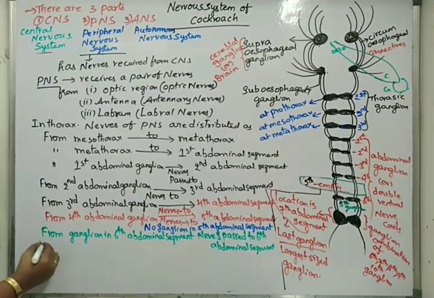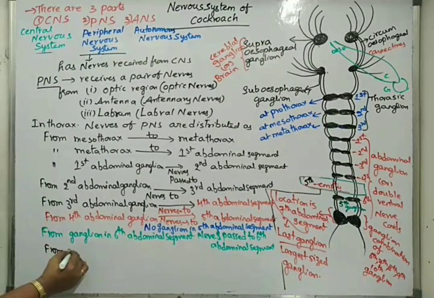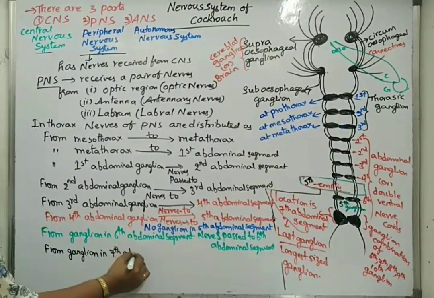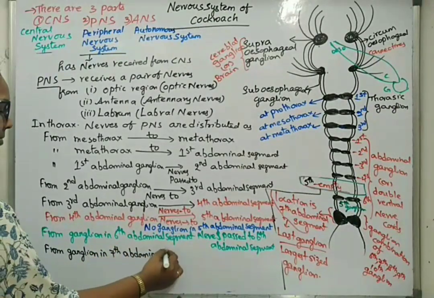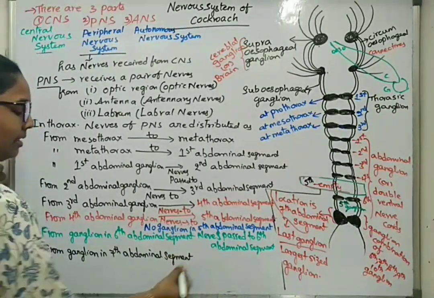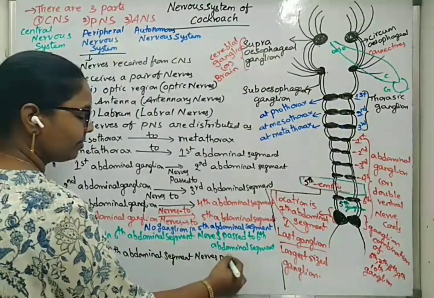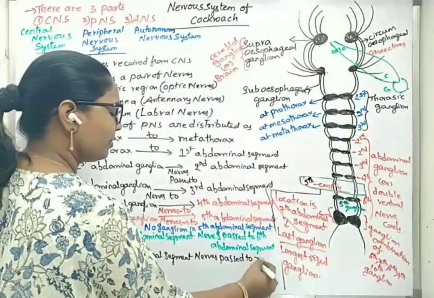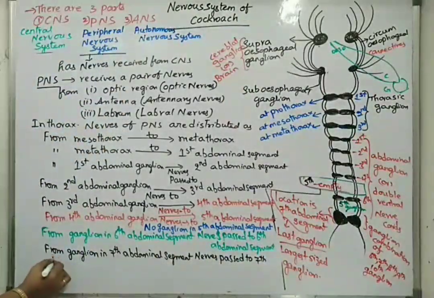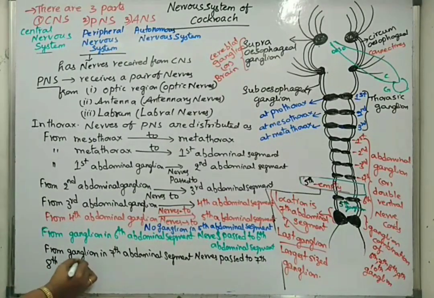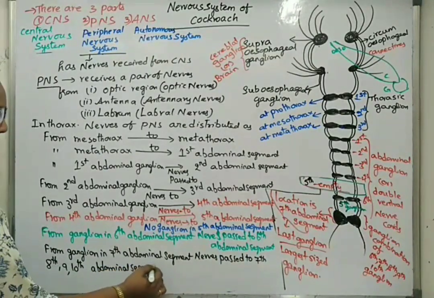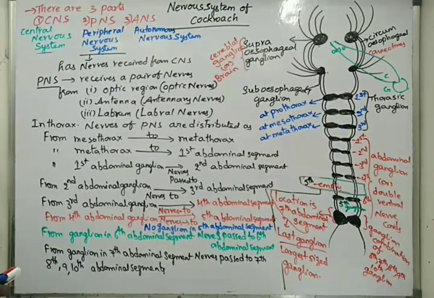Next, from ganglion in seventh abdominal segment, nerves passed to seventh, eighth, ninth, tenth abdominal segments. So this is distribution of nerves regarding peripheral nervous system into different body parts of cockroach.